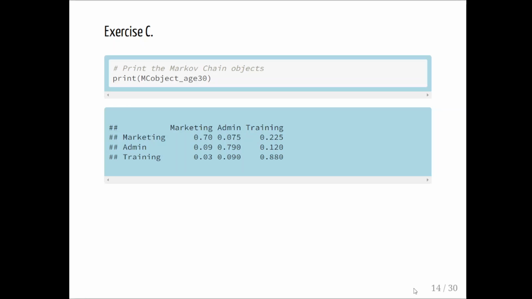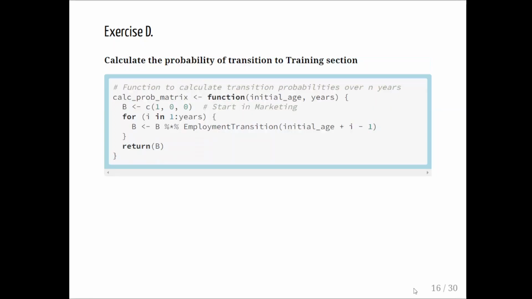So let's have a look at that. Let's just print it out. This is our Markov chain object for age 30. It has the same matrix values as in exercise B, but you notice we have the employment states as the row names and column names as well. So it's the output of exercise A plus the output of exercise B that has given us a proper Markov chain object that we're going to use later on. And there we have it for age 40 as well. We'll move on from that.